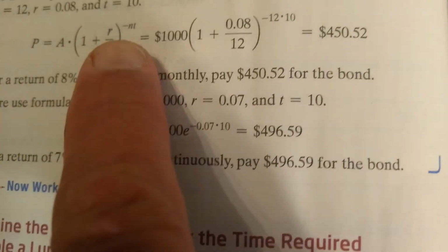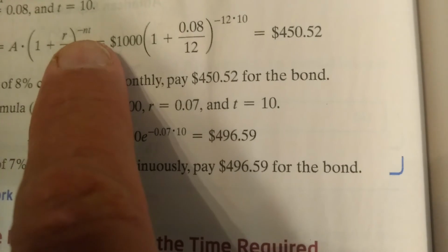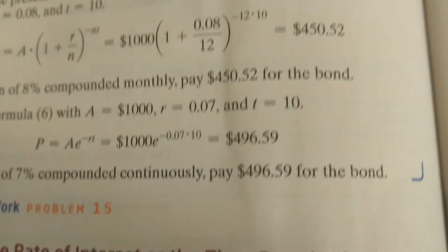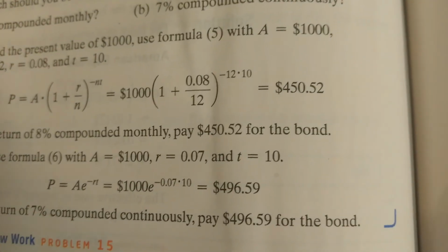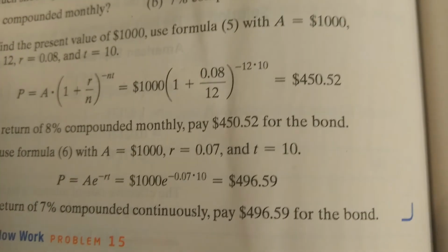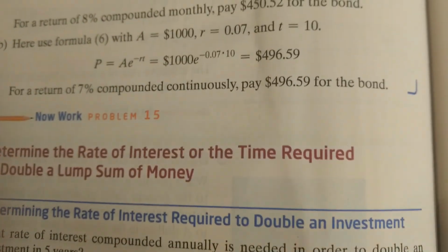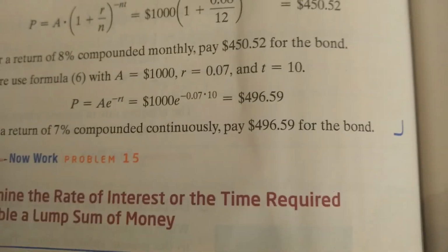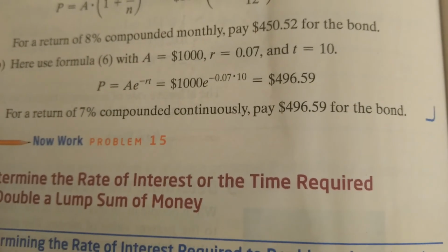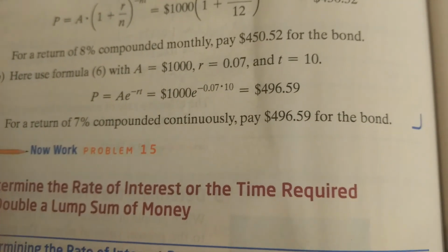Here's the amount we have. The A is the amount, 1,000. The R is we want 8% interest. It's being compounded 12 times a year, 10 years. Do the math. We should be willing to pay $450.52 if we want to have that bond worth $1,000 at the end of 10 years. Here's Part B, using the same thing, $1,000, putting the rate of interest in, but this is only compounded once. So we do the math, and 496.59.